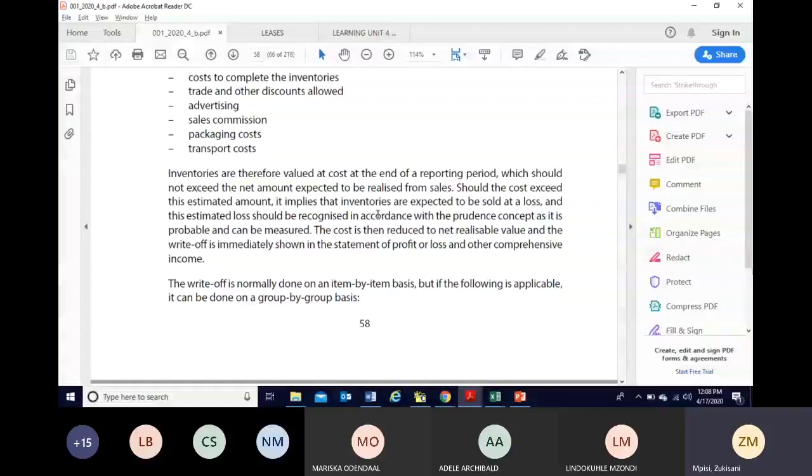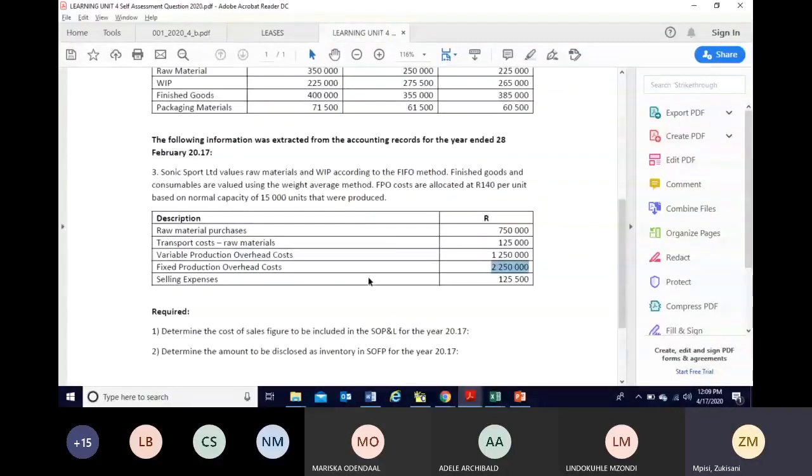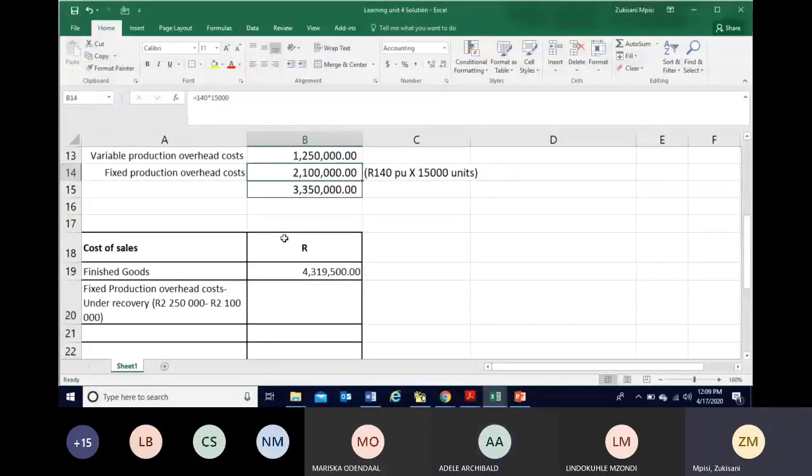2,250,000. So what this then says is, if the production levels are lower than normal capacity, the fixed overhead recovery rate is not adjusted, and the under recovered portion is charged directly to the profit or loss and other comprehensive income, forming part of the cost of sale expense. So in this case, we are not told how many units we actually produce, but one can deduce that the production levels are much lower. Therefore, the under recovered portion has to be charged, because fixed production overhead is always allocated at normal capacity, which is 2,100,000, but we have incurred 2,250,000. So which means that we have under recovered in terms of our calculation.